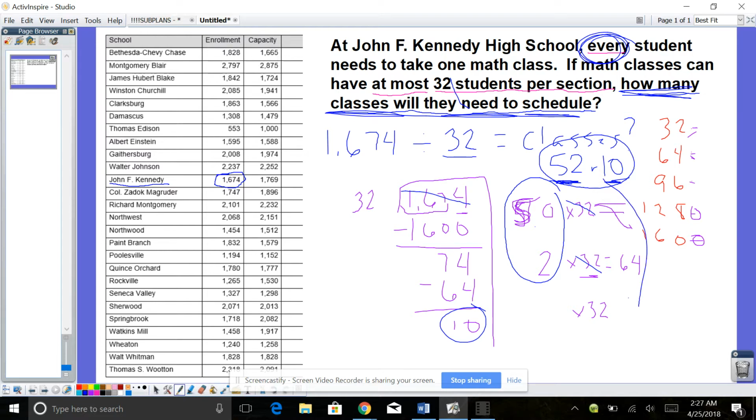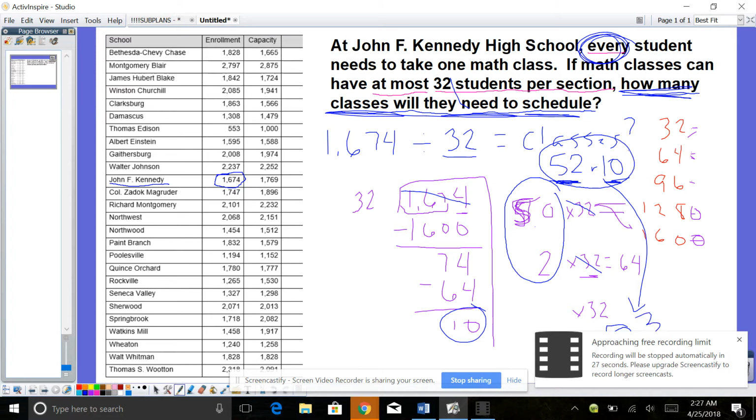No, I need to actually schedule 53 classes. And if I schedule 53 classes, there might be a few classes with fewer students in them. They don't have to have 32. 32 is just the most it can have. Okay, so for the rest of class, you're going to be solving problems just like this one using this chart, okay? But don't forget, sometimes you need the answers from the problem before, so pay attention.